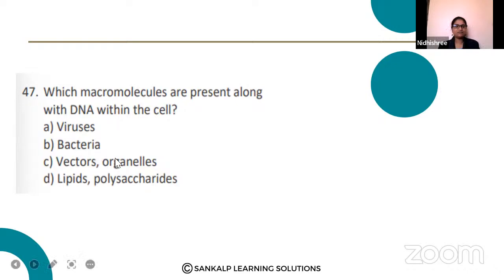Viruses, bacteria, vectors, and organelle. These are not related to the macromolecules. So that is why the right answer is lipids and polysaccharides. Option D is the right answer.